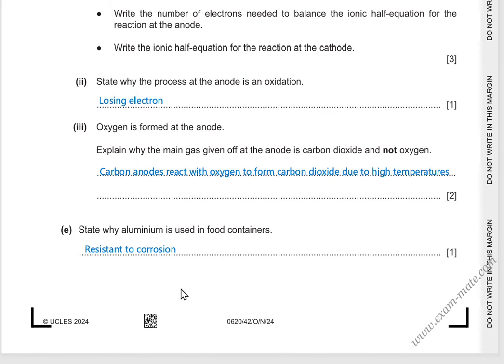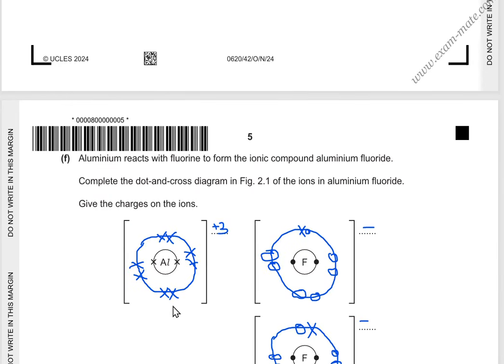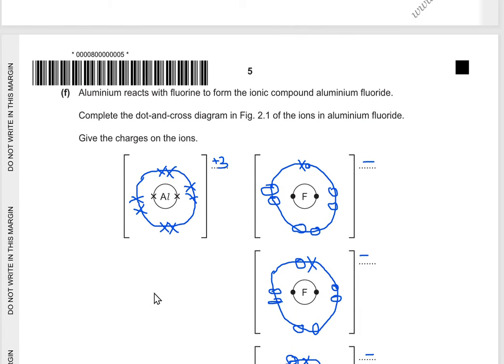State why aluminium is used in food containers. Because it's resistant to corrosion. It's not because it's non-toxic. Aluminium reacts with fluorine to form the ionic compound aluminium fluoride. Complete the dot and cross diagrams in figure 2.1 of the ions in aluminium fluoride.